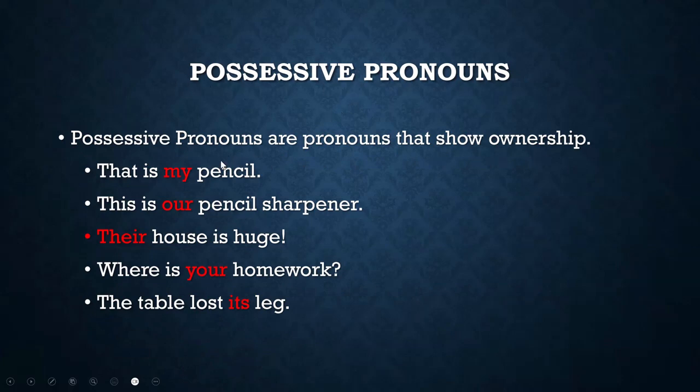Possessive pronouns are pronouns that show ownership. That is my pencil. That is our pencil sharpener. Their house is huge. Where is your homework? The table lost its leg. Those are possessive pronouns because they show that someone or something owns something else. Possessive pronouns.